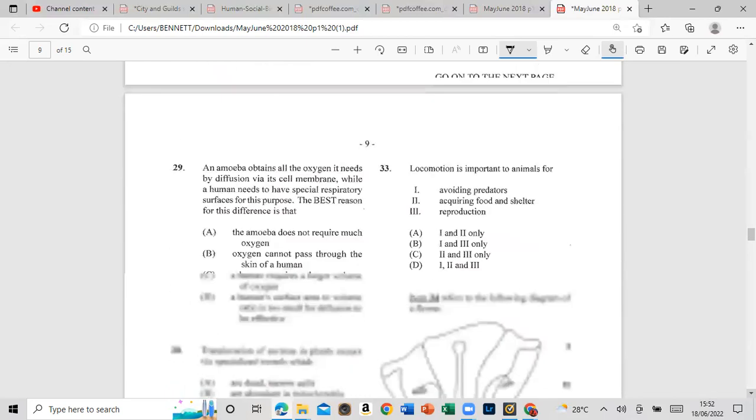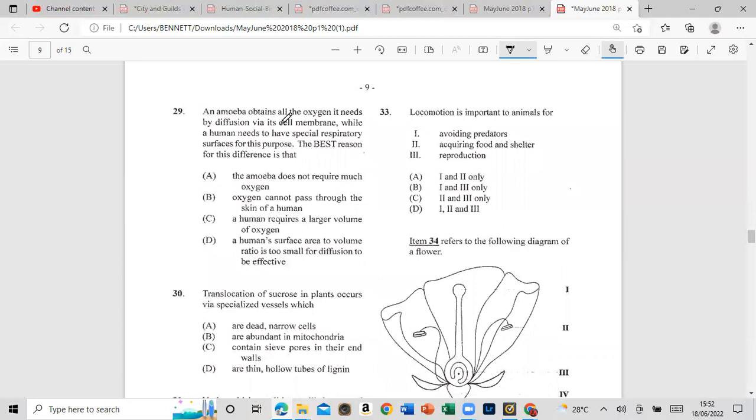All right. Let's move on to 29. An amoeba obtains all the oxygen it needs by diffusion via its cell membrane, while a human needs to have special respiratory surfaces. The best reason for the difference is that A, an amoeba does not require much oxygen. B, oxygen cannot pass through the skin of a human. C, a human requires a large volume of oxygen. Or D, a human's surface area to volume ratio is too small for diffusion to be effective. And that is D.